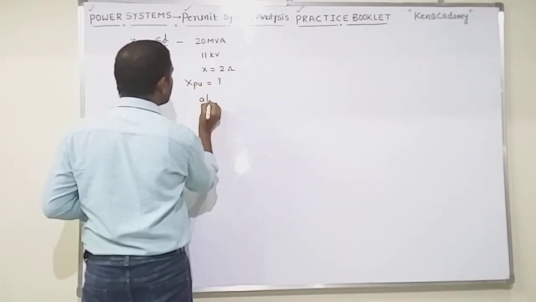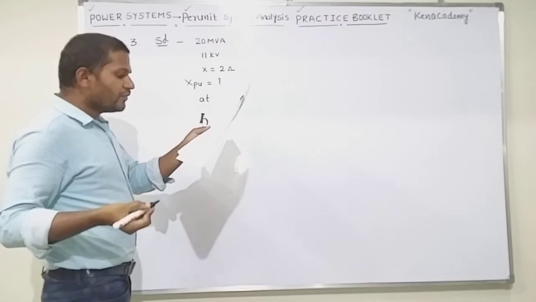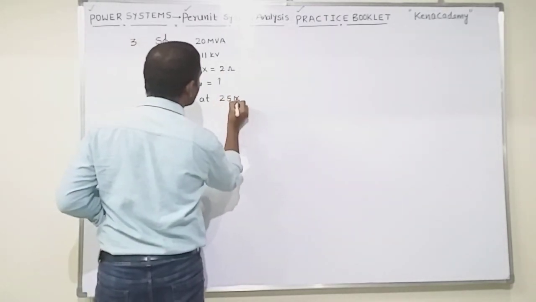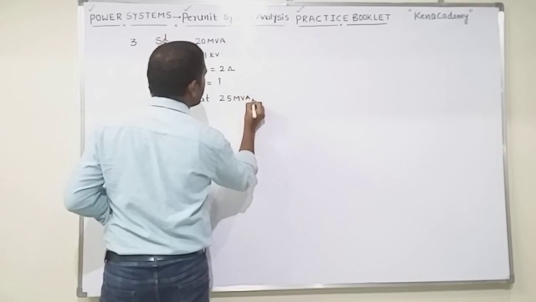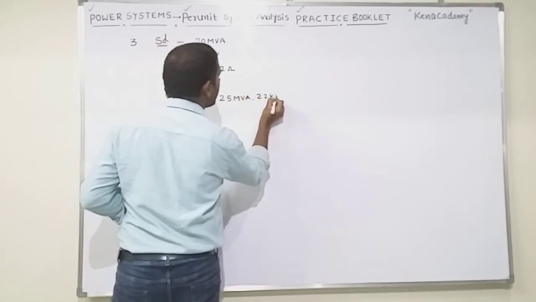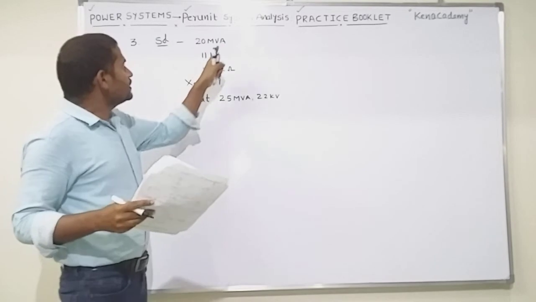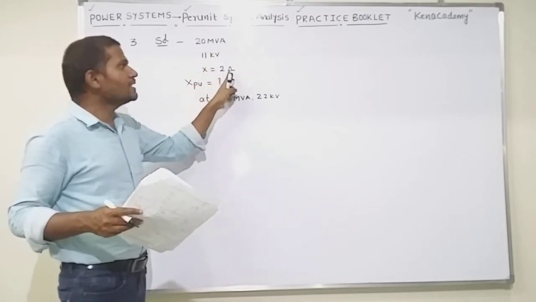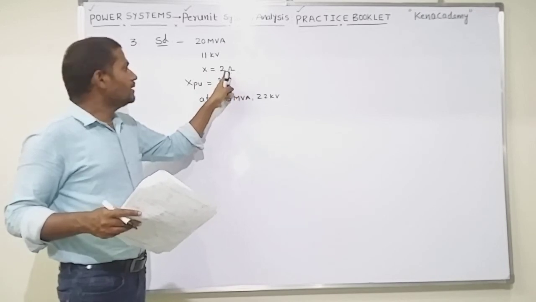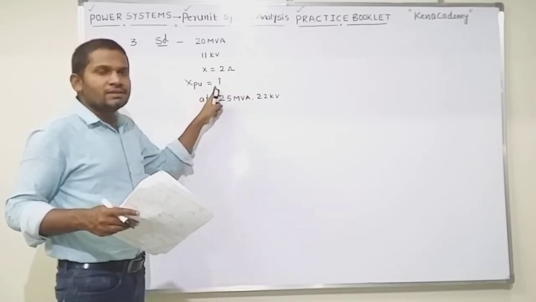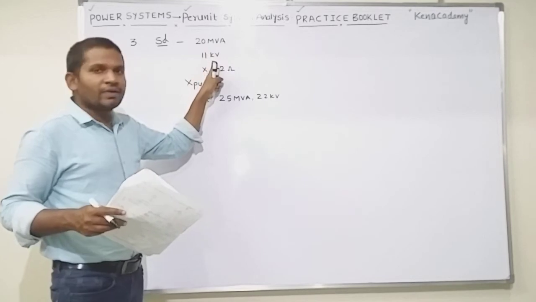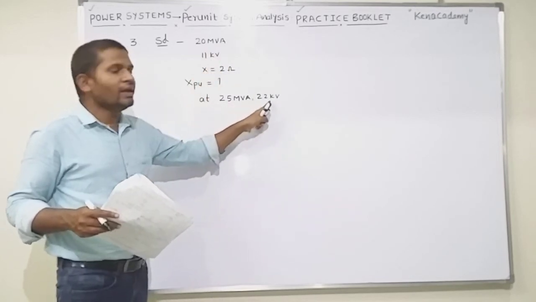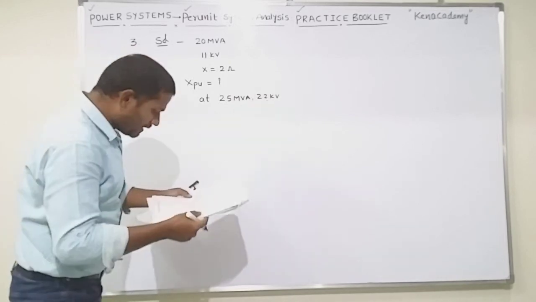25 MVA, 22 kV. Actually, this is a 20 MVA, 11 kV synchronous generator whose reactance is 2 ohms. But it is asking for the per unit reactance not at 20 MVA, 11 kV. You find the per unit reactance at 25 MVA, 22 kV. Then what is the per unit reactance?